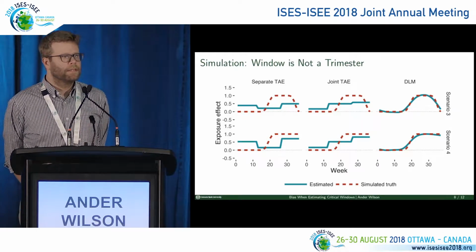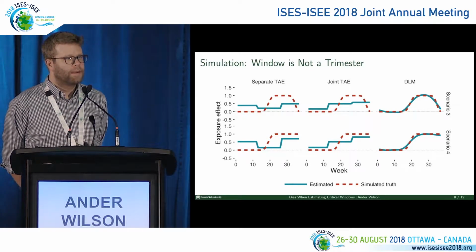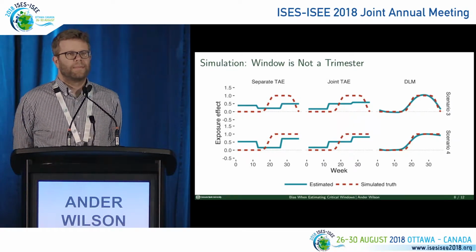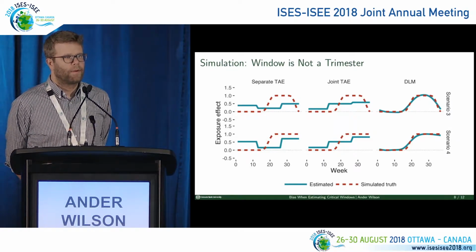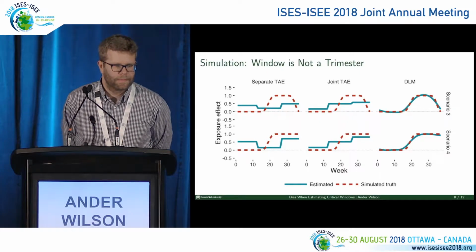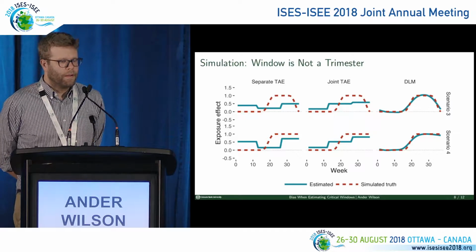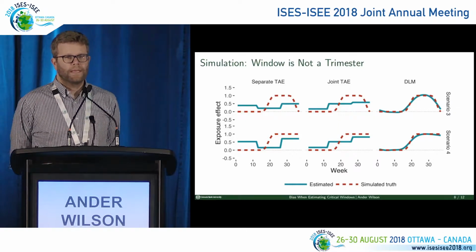In the next two scenarios, we let the window not correspond with the trimester. So in the top row, scenario 3, it spans the second and third trimester, while in the bottom row, it's the entire second half of pregnancy. Again, the DLM does really well here. The joint TAE model gets the general ordering of the trimesters correct.